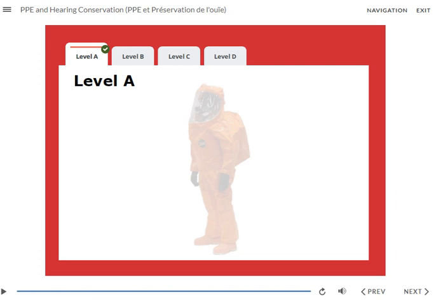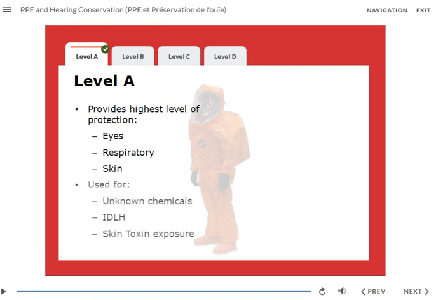The highest level of protection is Level A. This provides the most protection possible for the eyes, respiratory system, and skin. Level A is used for unknown chemical hazards, IDLH, and conditions that present a skin toxin exposure hazard. Although these situations make up 1% or less of the work the company performs, certain hazards during emergency response and chemical cleanings require this protection.